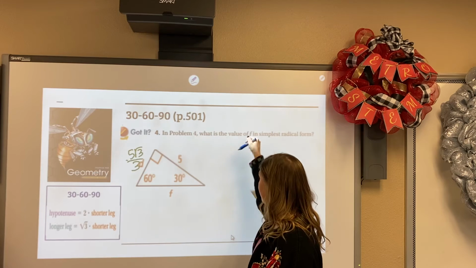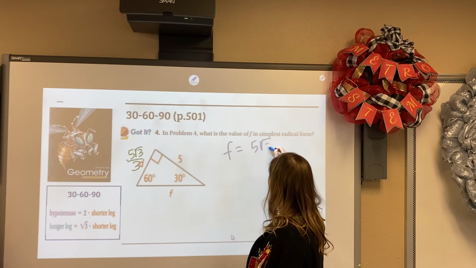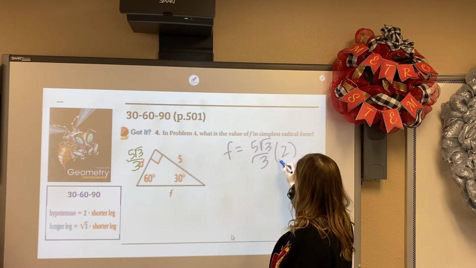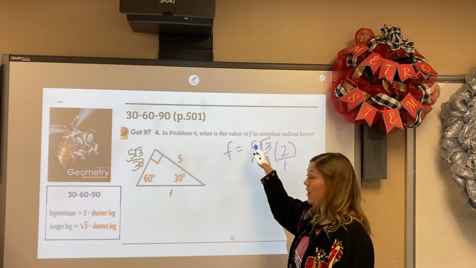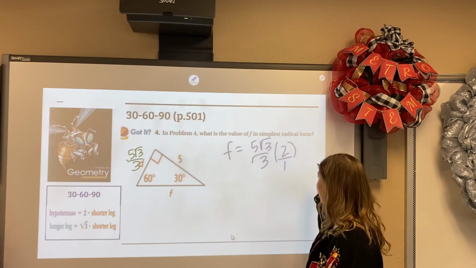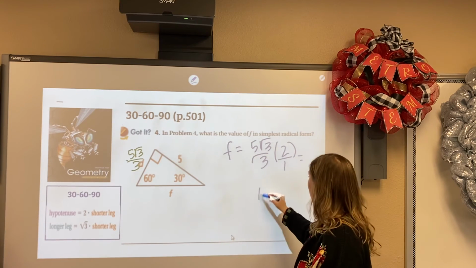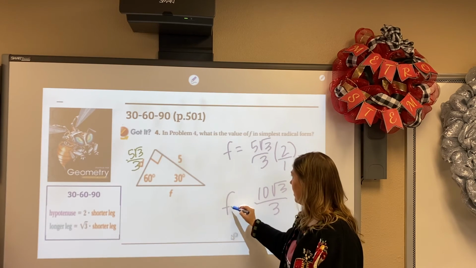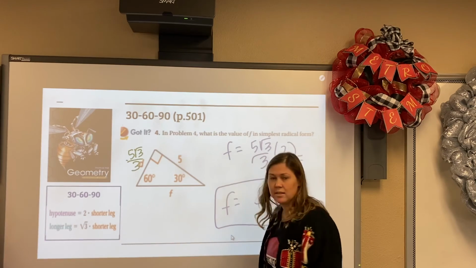So our F, our hypotenuse, is equal to 5 root 3 over 3 times 2. I'm going to say 2 over 1. We multiply across: our big number 5 times 2 is 10, and 3 times 1 is just 3. So this would be 10 root 3 over 3. That's what F is equal to. And that's all you got to do, guys.